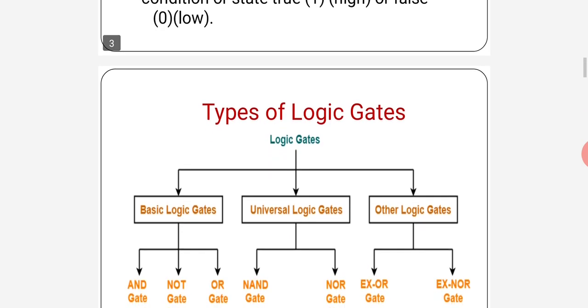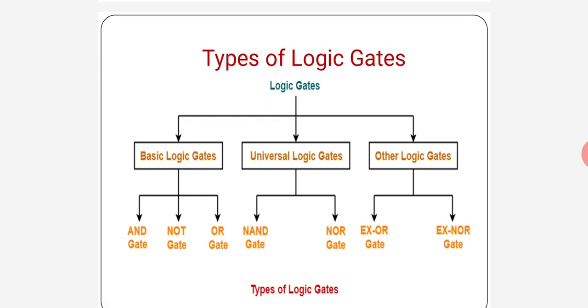Okay. So we'll also look at the types of logic gates. Now we have 3 major types of logic gates. We have the basic logic gates, we have the universal logic gates, and we have other gates. Now the 3 standard logic gates or the basic logic gates, we have 3 of them. We have the AND gate, we have the NOT gate, and we have the OR gate.